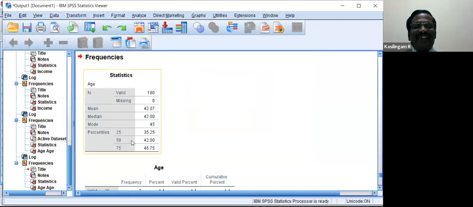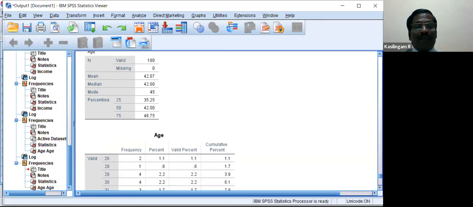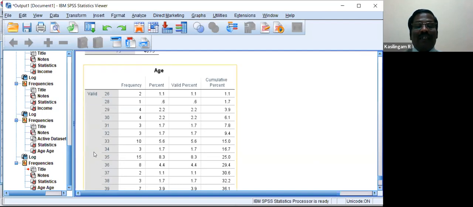So now see here, 25% is 35.25, 50% is 42, and 75% is 46.75. It should cross 75, that is the meaning. So 25% is 35.25. Look at this one: at 35, only 25 is coming. That is why it is giving something more. When you go to 35.25, you will be crossing that 25. So that is why it says 35 point something, then only below that are 25% of the people.